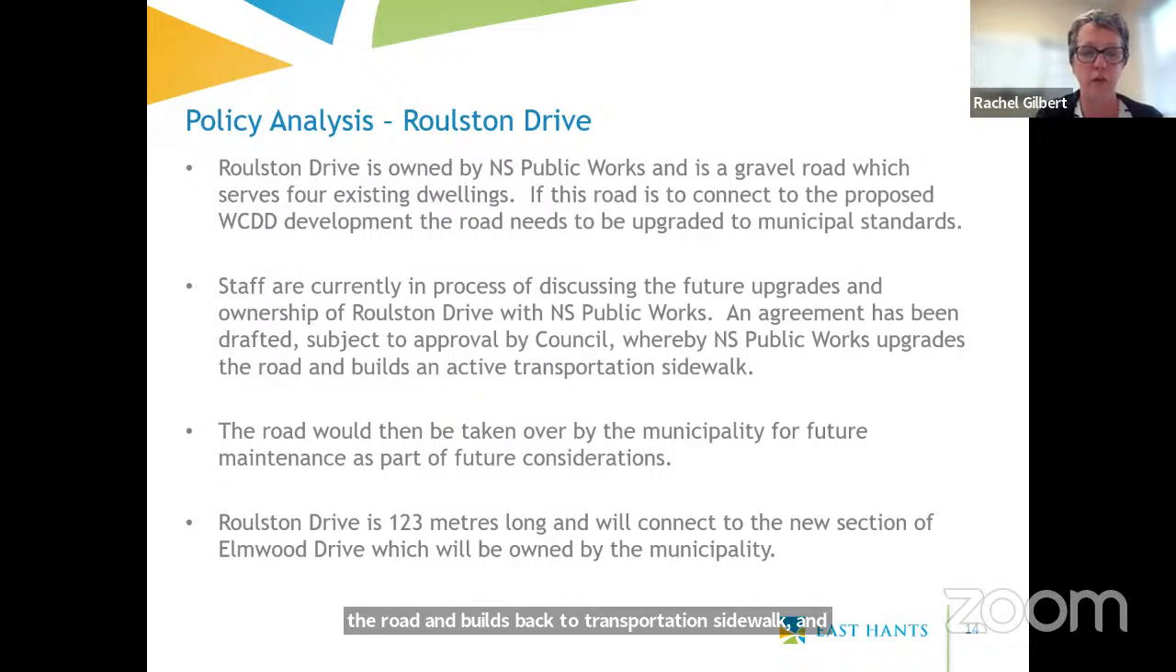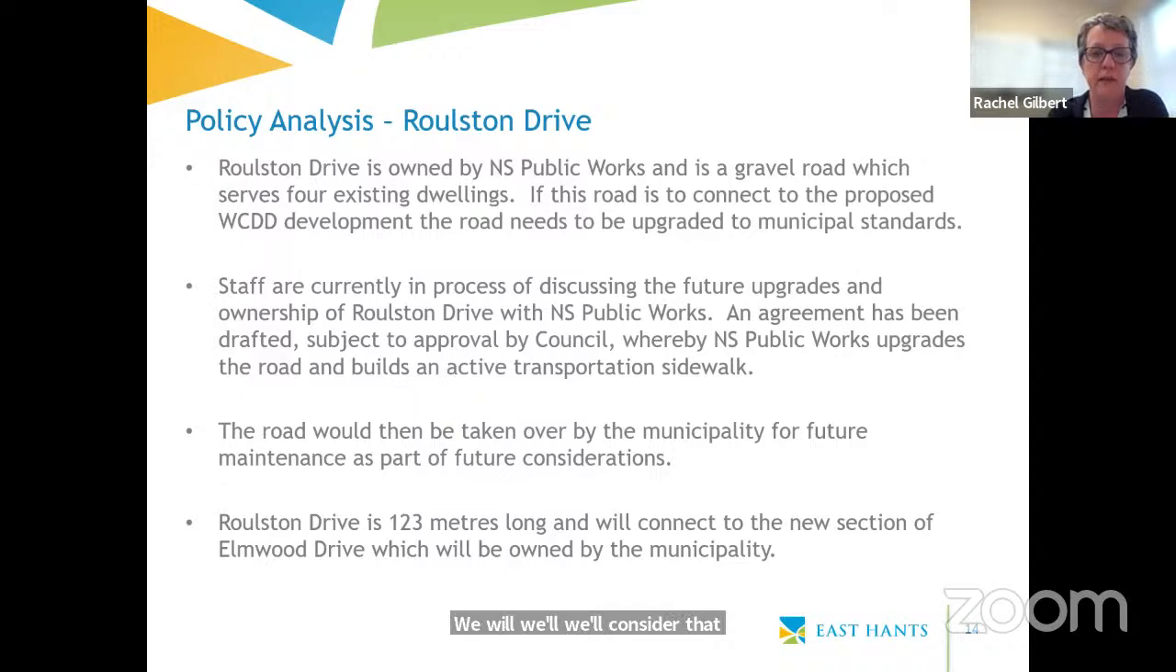We haven't had a response back from them yet, but we'll continue that discussion with them. The road would then be taken over by the municipality for future maintenance.